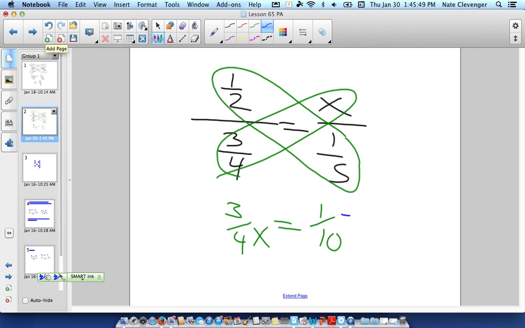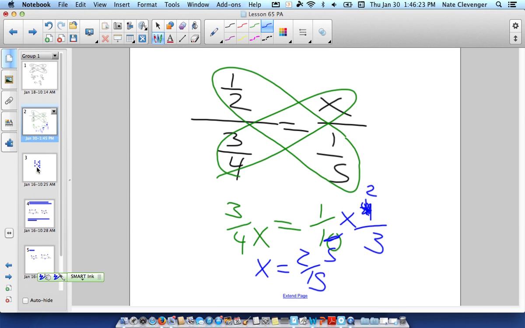1/10 divided by 3/4, and dividing by 3/4 is the same thing as multiplying by the reciprocal. So I'm just going to write that as times 4/3. Times 4/3, 4 and 10 reduced to 2 and 5. So x equals 2/15. So those are the two types of proportions that we've been working with.